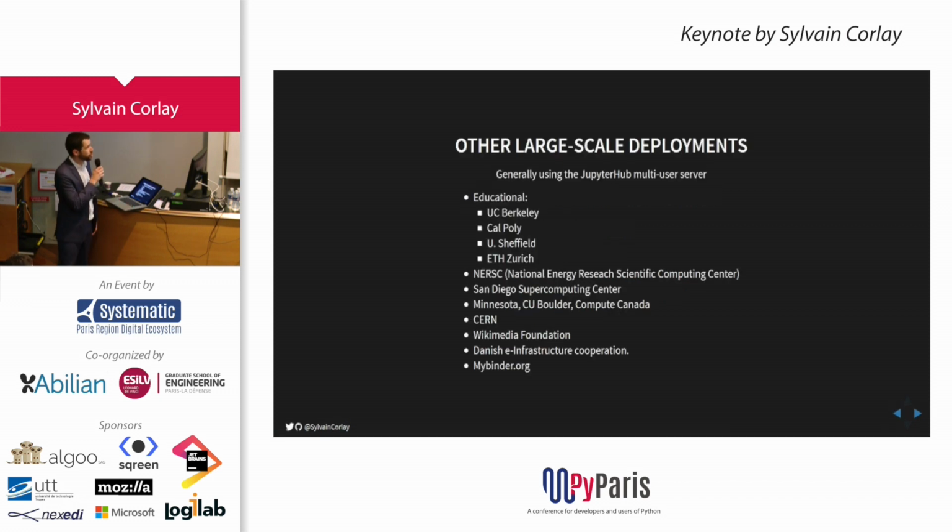So there are some other large-scale deployments. Educational ones at UC Berkeley, Cal Poly San Luis Obispo, University of Sheffield, ETH Zurich, and also the National Energy Research Scientific Computing Center, the San Diego Supercomputing Center, Minnesota, CERN, the Wikimedia Foundation, et cetera. There are some really big deployments of Jupyter and the multi-user server JupyterHub out there, and some of them are actually deployed at internet scale.